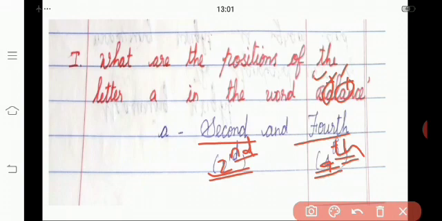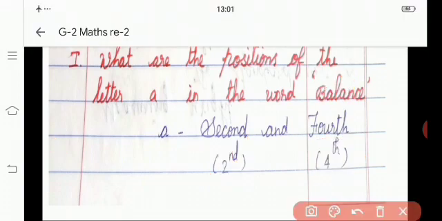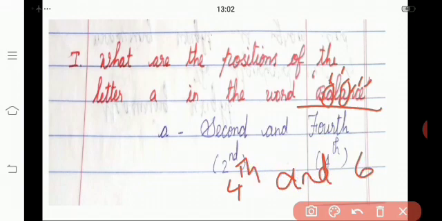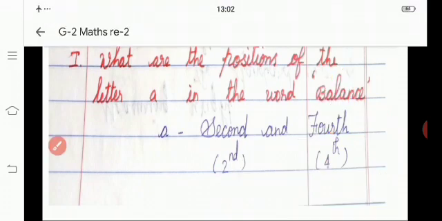See, children. Then if you are moving right to left, the position of the letter A is, first, second, third, fourth, fifth, sixth. So if you are moving right to left, the position of the letter A is what? Fourth and sixth. Is it, children? So both are correct. If you are moving left to right, we write second and fourth. For right to left, we write fourth and sixth. Shall we move on to the next one?